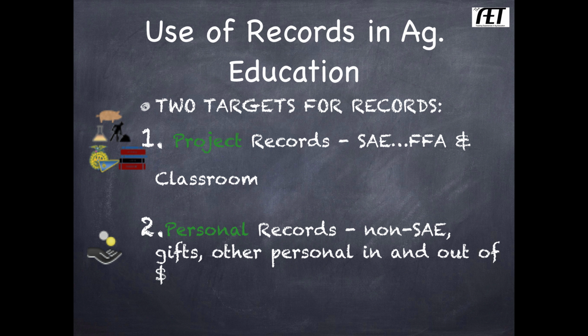So when you keep a record, you're thinking, is this a project kind of record or is this a personal kind of record? And over time, personal records may be the first thing you do, and then project records are where you go after that. Or if you have successful projects, maybe you take some of that money out and it's for personal use. So the idea is there's two targets for records, a project or a personal record.